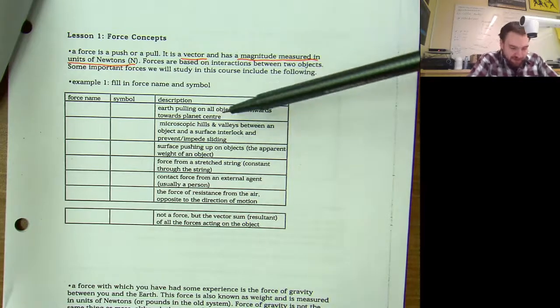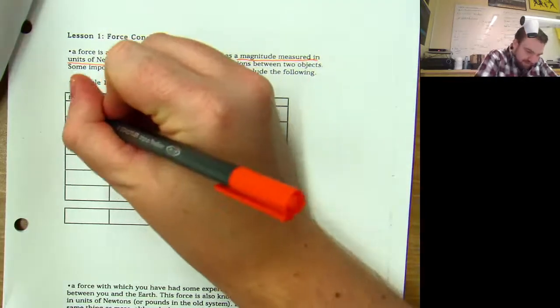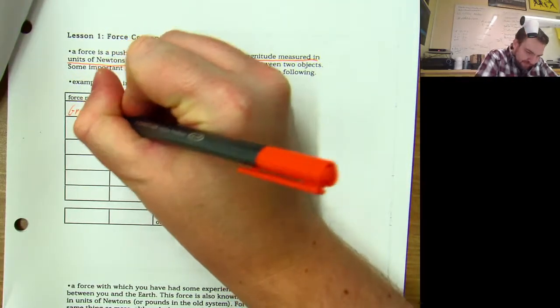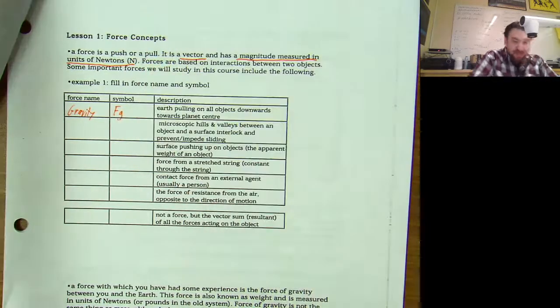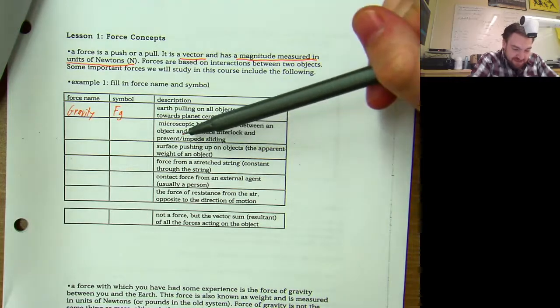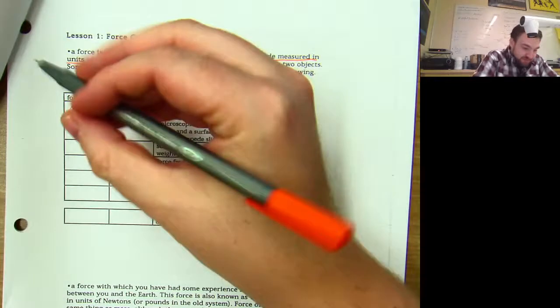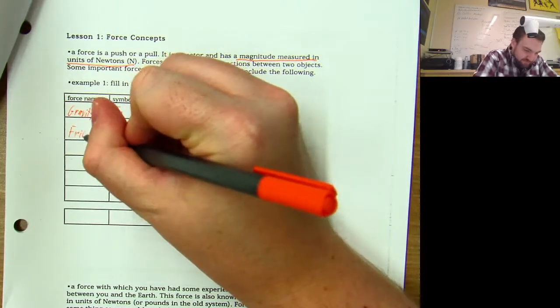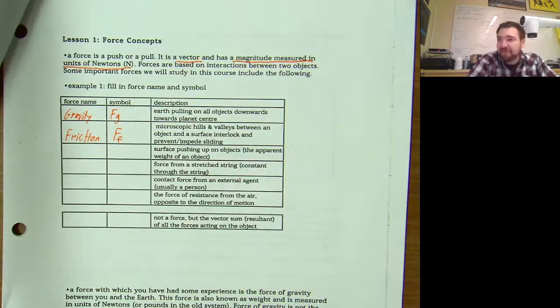An Earth pulling on all objects downwards towards the planet's center. Well, that is obviously gravity, and the symbol is Fg, or F sub G. We have a couple different formulas for that. Microscopic hills and valleys between an object and the surface, interlocking and preventing or impeding sliding. This is friction. Typically, the symbol is F sub little f.